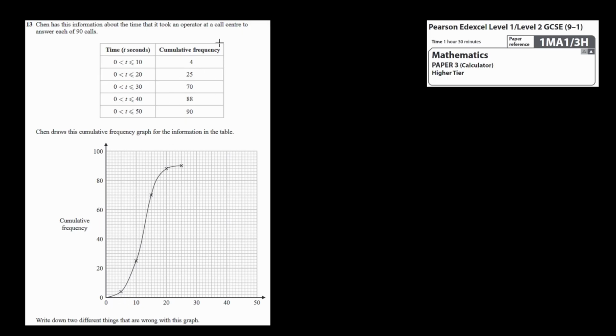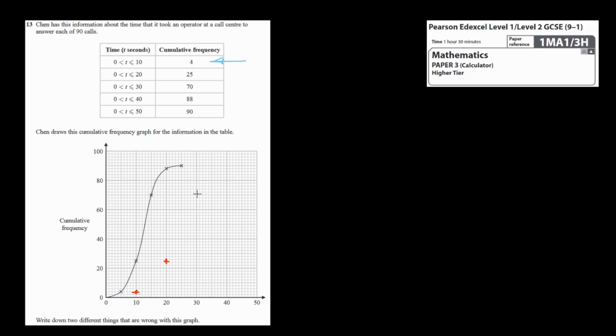Well, if we were going to plot this line, there have been 4 calls which have taken individually up to 10 seconds to answer. When you do a cumulative frequency table, the result of 4 should be plotted at the highest value of the group, which is roughly there at the 10 point. Equally, the 25, yes, that's correctly plotted, but that should be here at the end of the 20 point.